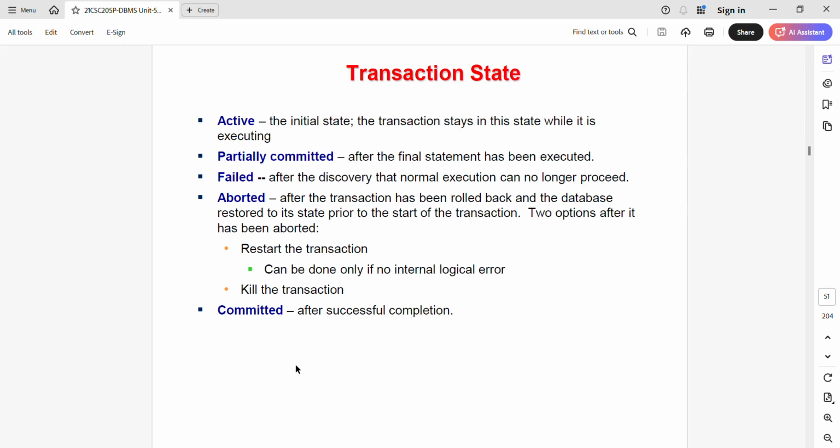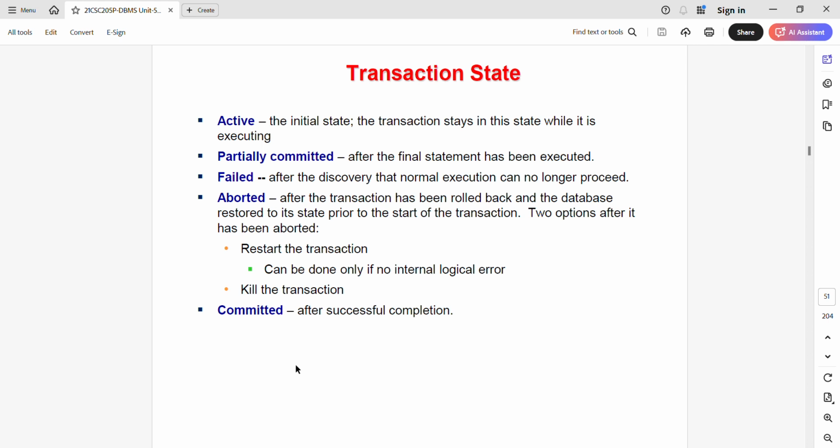Failed means after the discovery that normal execution can no longer proceed. Suppose the system crashes due to hardware failure or software failure, so after we resume, the normal execution can no longer proceed. That is actually called failed.